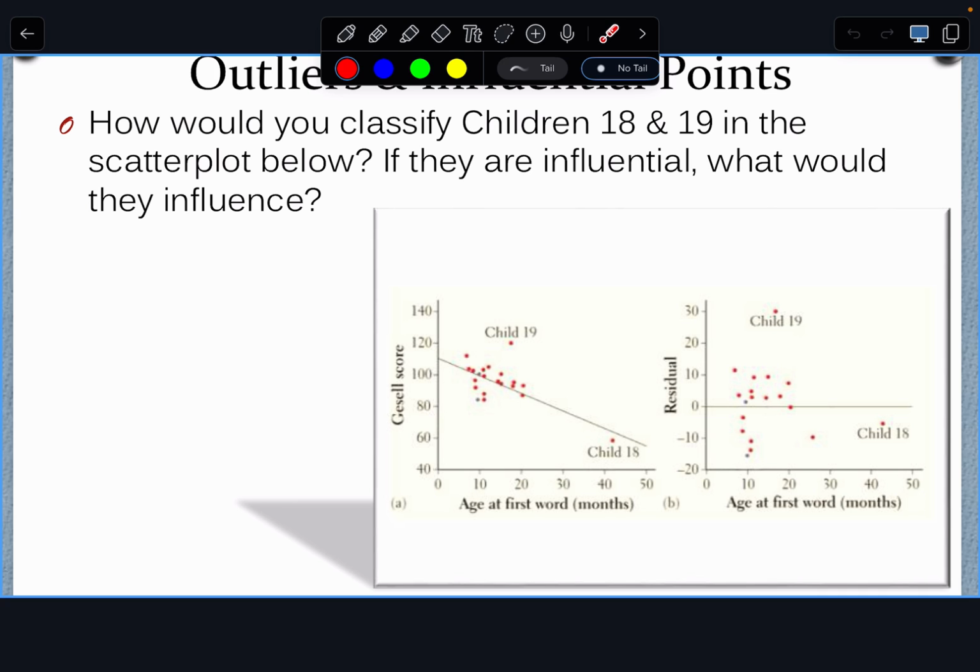Outlier. And the reason we call it an outlier is because it's extreme in the y direction. It has a large residual compared to the rest, right? So we can actually see how much further away from the line it is. So it is an outlier, which means it will be influential, but not on everything.